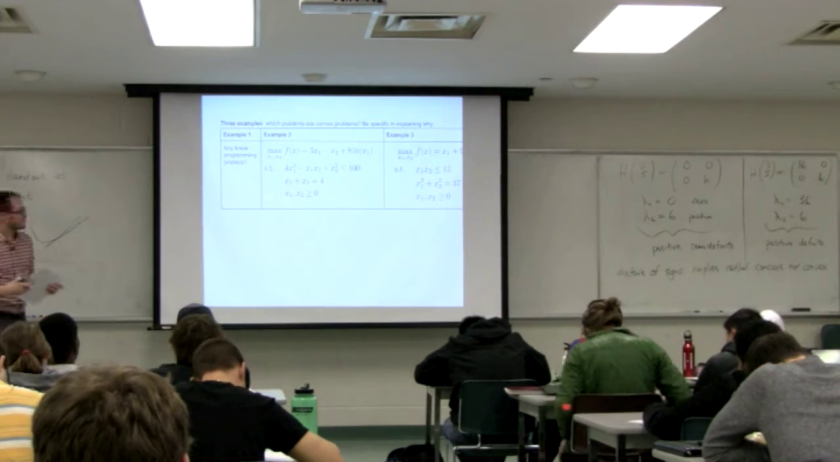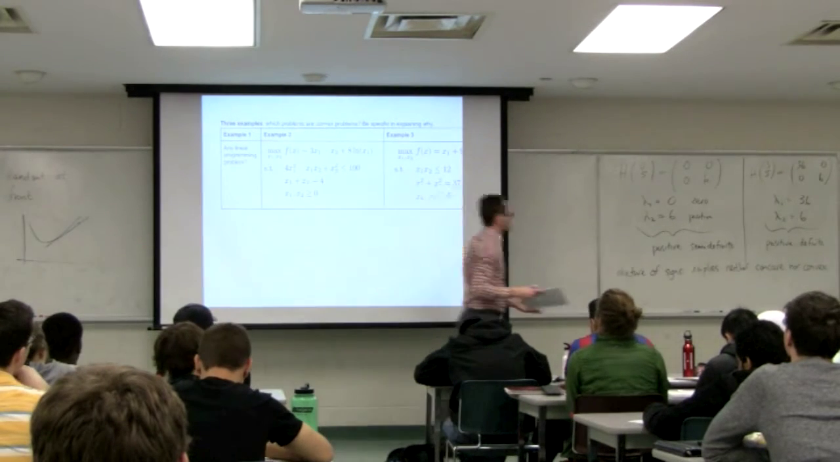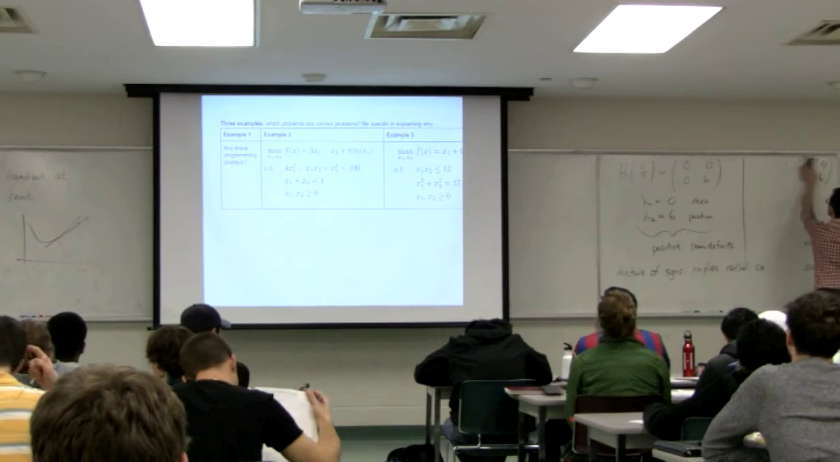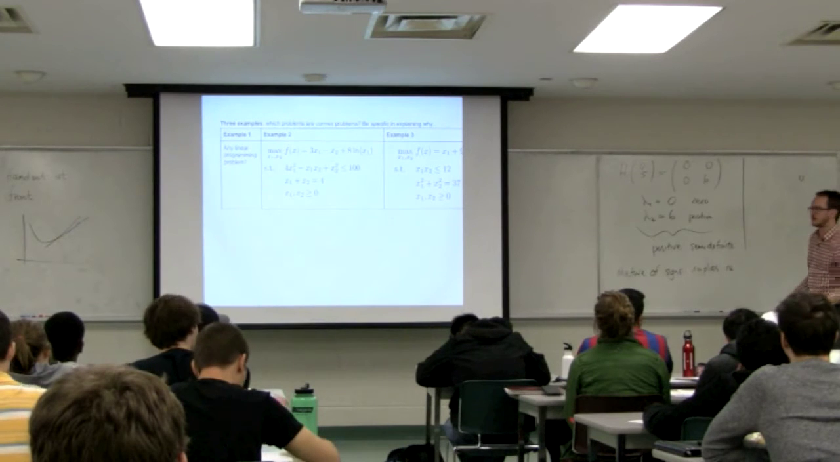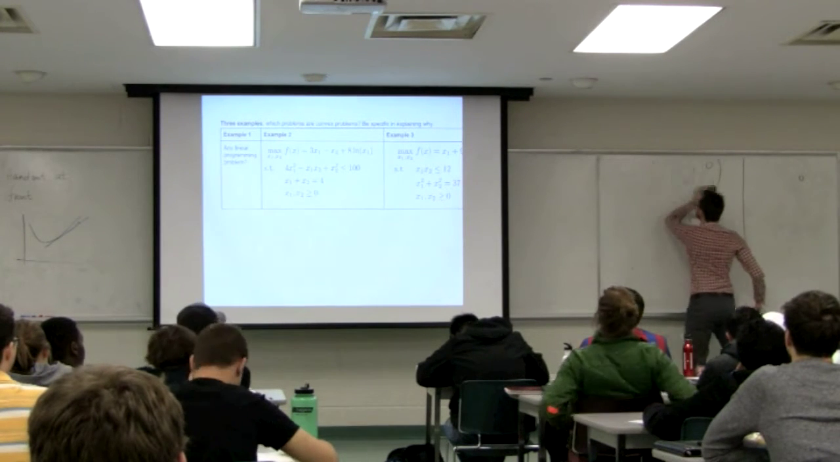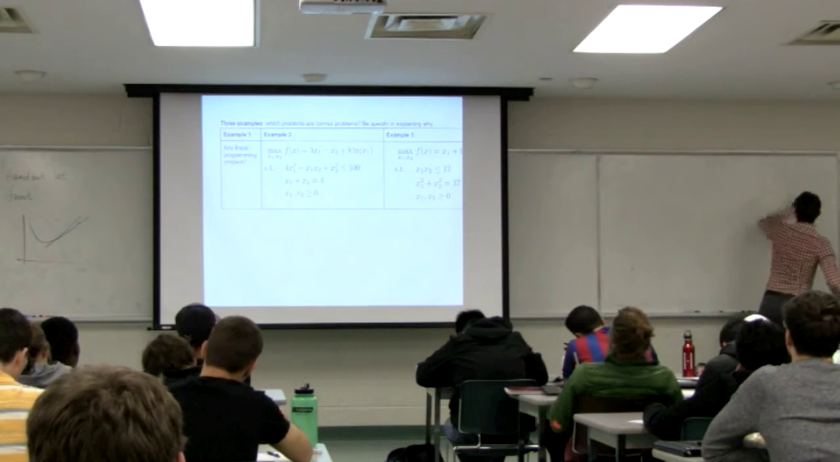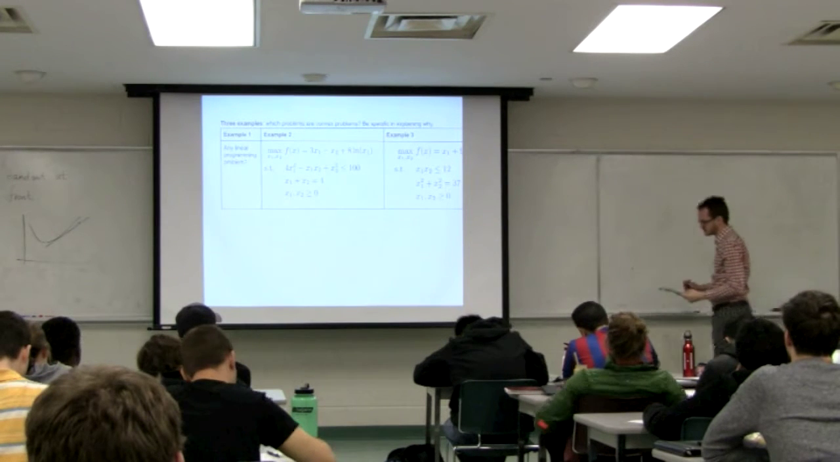So the log function. We already know that it's concave or convex. Log? Concave, okay. Can you prove it by taking the second derivative? Quickly calculate the second derivative of the log function.